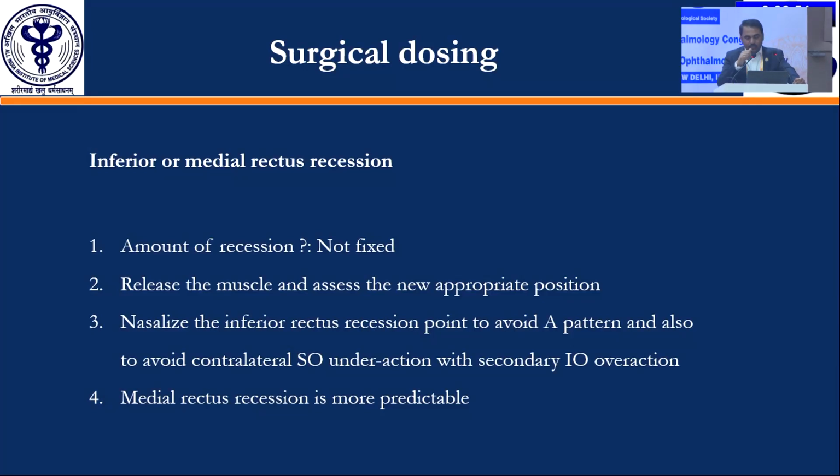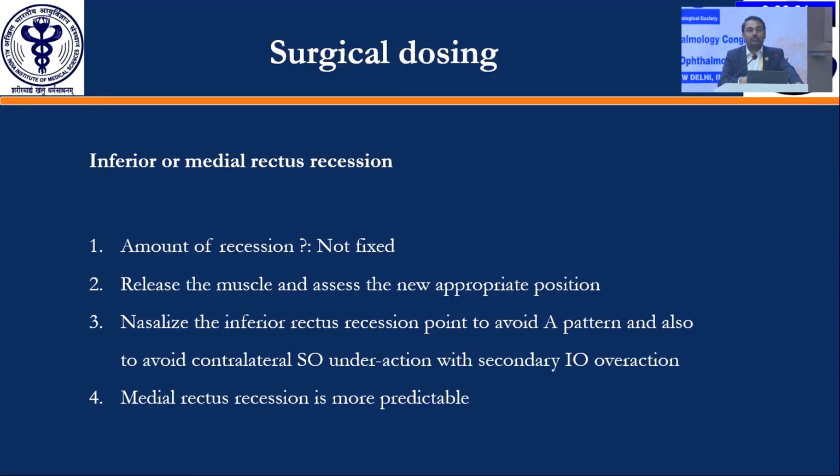Whenever you are doing inferior rectus recession, the inferior rectus is also an adductor. In down gaze, it's going to give binocular single vision. I will show some examples. So whenever you are doing inferior rectus recession, you need to nasalize the inferior rectus reinsertion. If this is the inferior rectus insertion and you are recessing it, try to put it on the nasal side, because the adductor function should not be lost. In down gaze, it can give adduction.